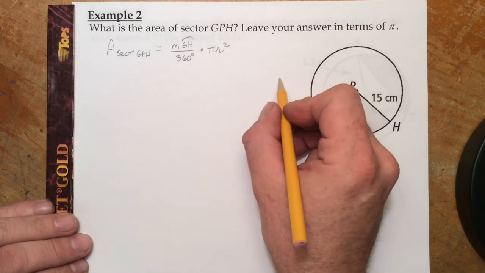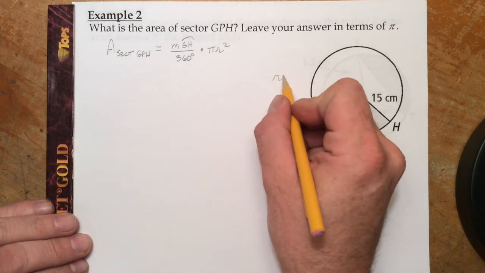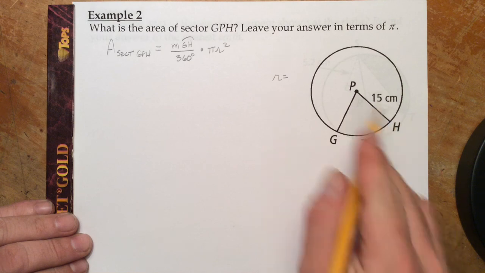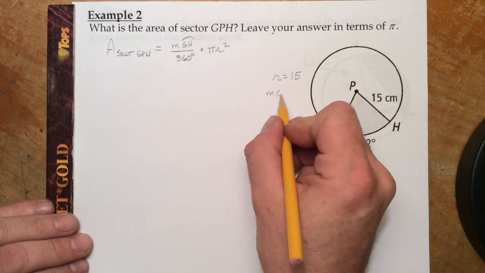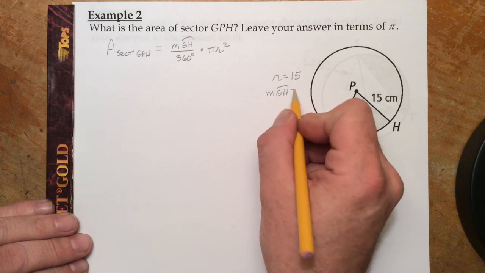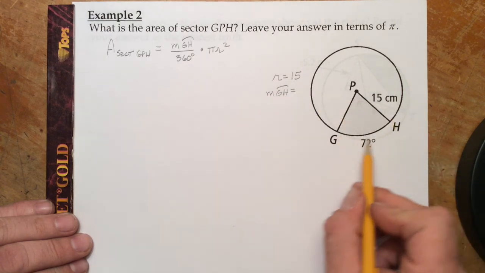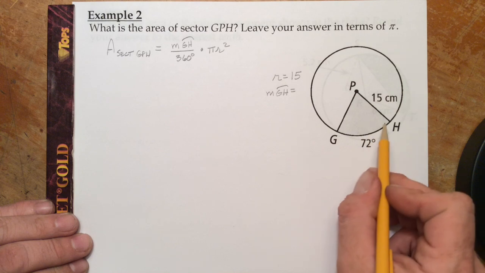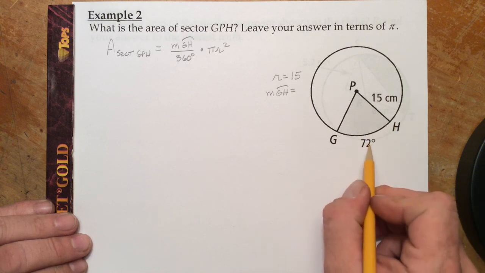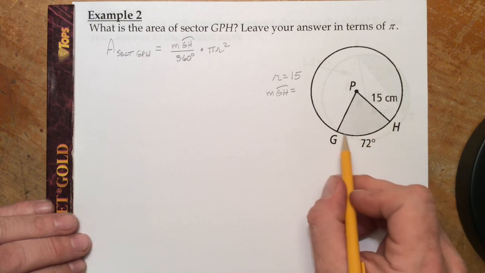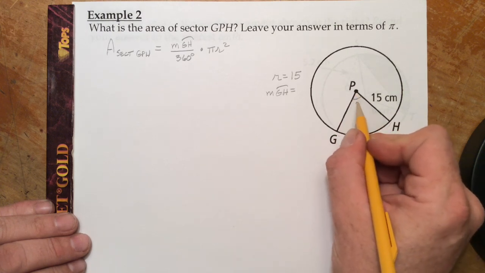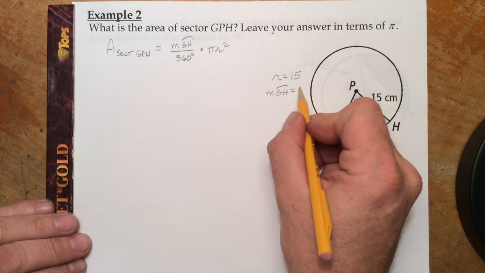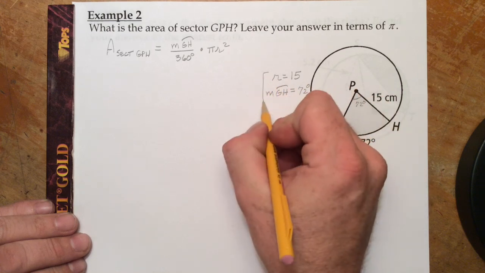So we come over here and we define our variables. R for radius, it's 15 centimeters. And then we have the measure of arc GH is 72 degrees. This is the measure of the arc, not the length. And remember, for later on, that the measure of this arc is also the same as the measure of this central angle. They're exactly the same. 72 degrees. So we have what we need.